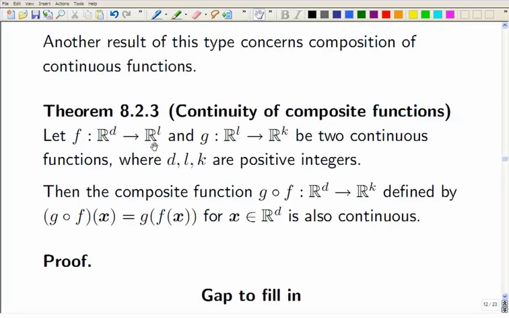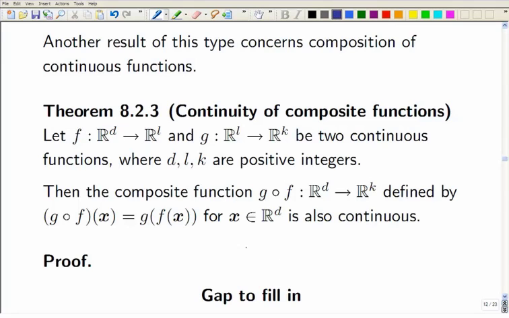If you don't do that, then you need to make sure that wherever f is taking values, g has to be defined there. So if you want to do composite functions, you need to make sure that g of f of x makes sense, so f of x has to be somewhere that g is defined. So then you form this composite function, g composed with f, which of course goes from R^d to R^k.